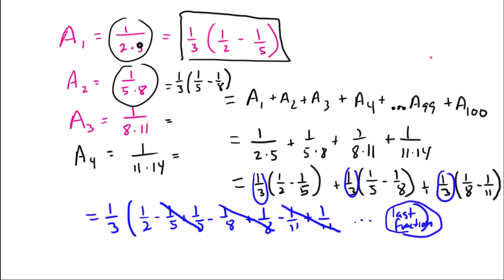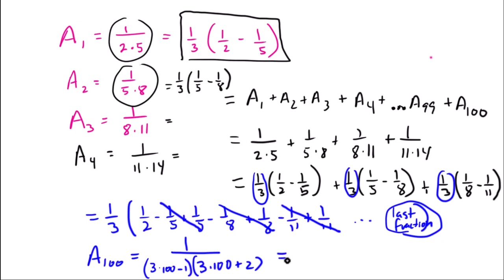Well, I can kind of see the pattern here. A1 gives me 1 over 2 times 5, and they're going up by 3s, so it's probably going to be a multiple of 3. 3 times 1 would give me 3. The second number is plus 2. The first number is minus 1. 3 times 2 is 6, plus 2 to get an 8, minus 1 to get 5. 3 times 3 is 9, plus 2 to get 11, minus 1 gives me the 8. Okay, so that would suggest A100 would equal 1 over (3 times 100 plus 2) times (3 times 100 minus 1).